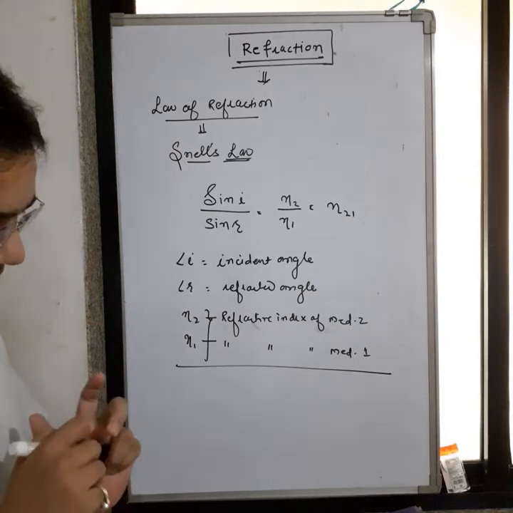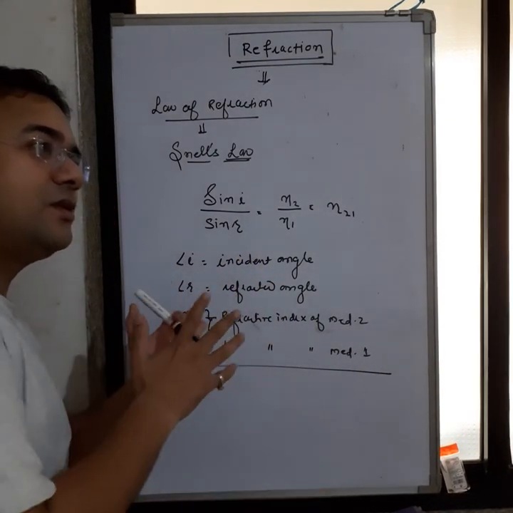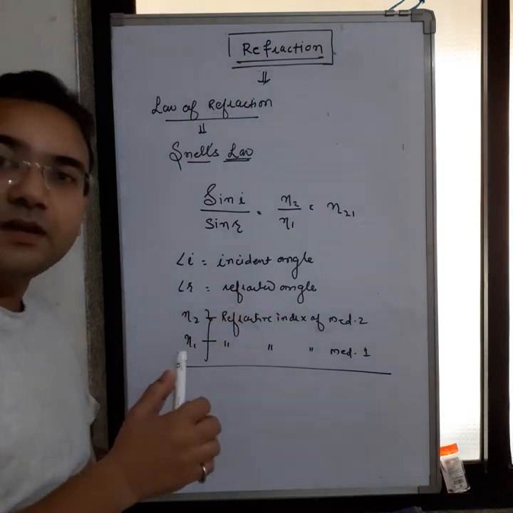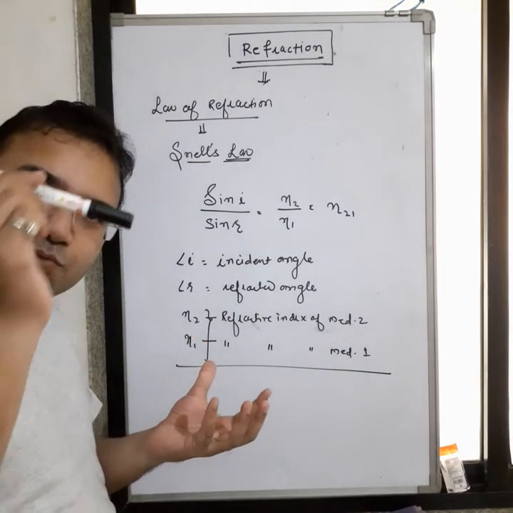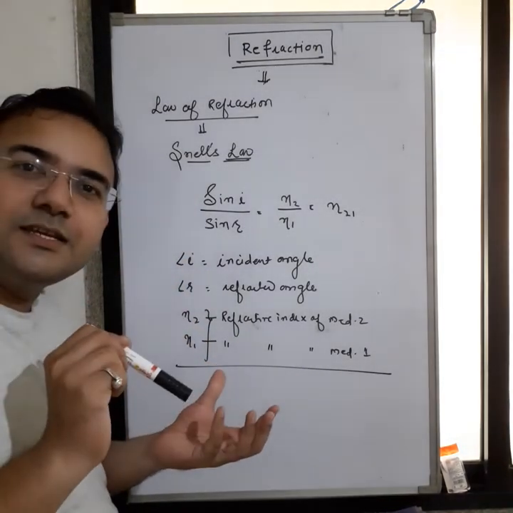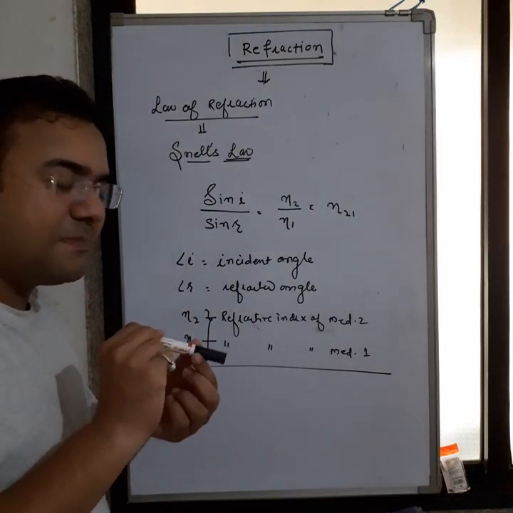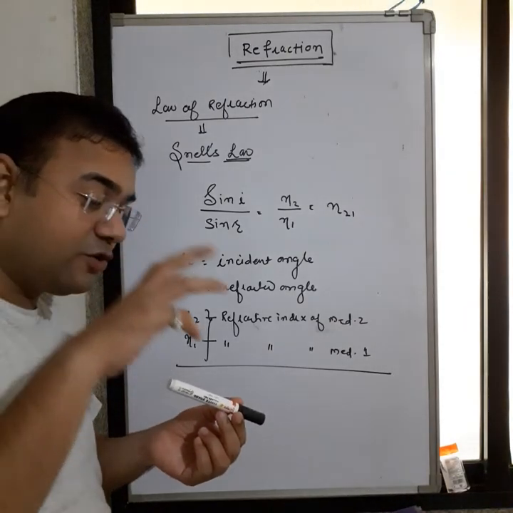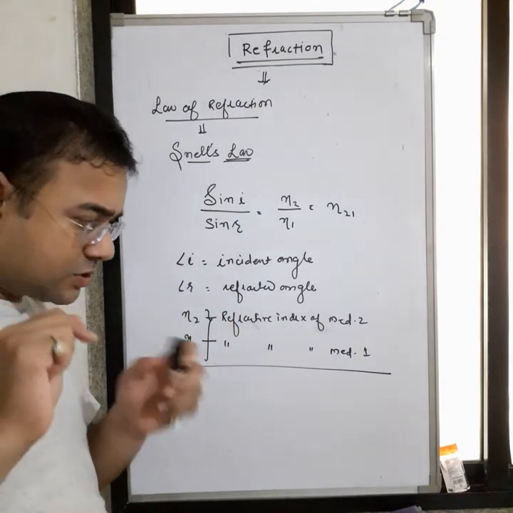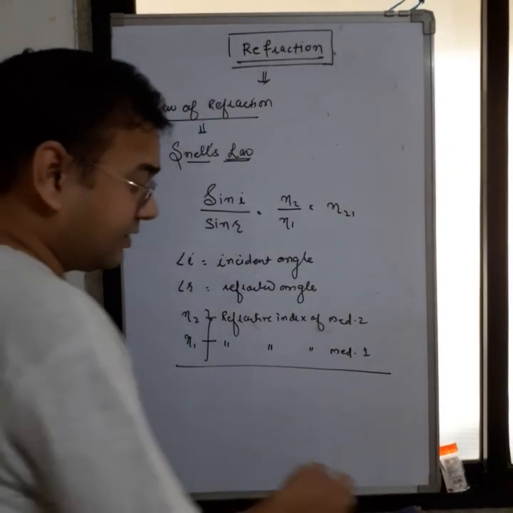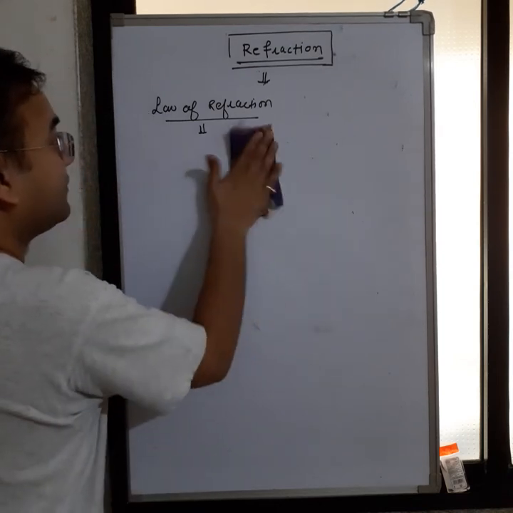Got it? Now we have to see how refraction occurs in actual life. Simply, we have a glass of water and we put a pencil in it. When we observe from the upper side, we feel that the pencil is bent. So this is called the refraction phenomenon.